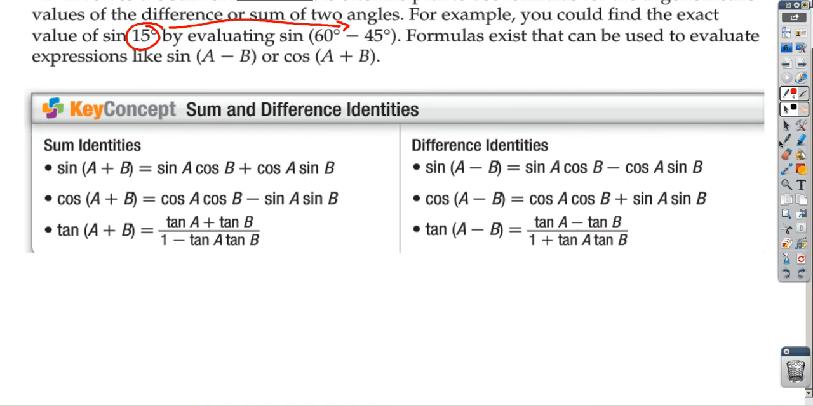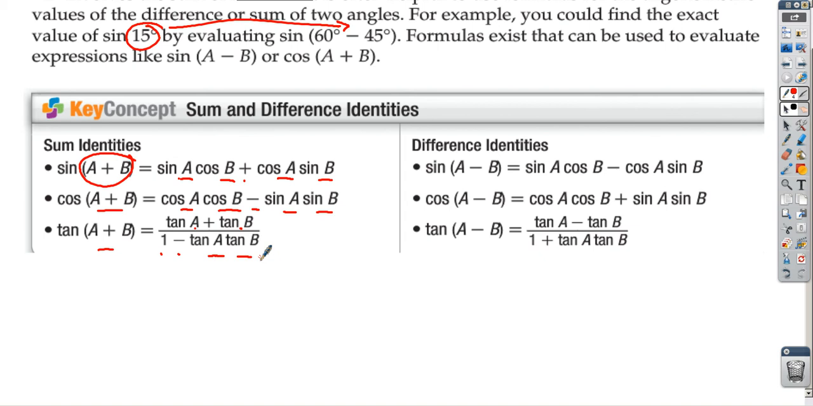Okay, so here are the identities. Basically, if you're taking the sine of two angles added together, that's the sine of the first, cosine of the second, plus the cosine of the first, sine of the second. You don't have to memorize these. These will be provided, but it's not a bad idea to memorize them if you can. The more important thing is knowing how to use them. The cosine formula is very similar, except it's cosine of both of them minus sine of both of those numbers. And then tangent is tan of the first plus tan of the second over 1 minus tan of the first times tan of the second.